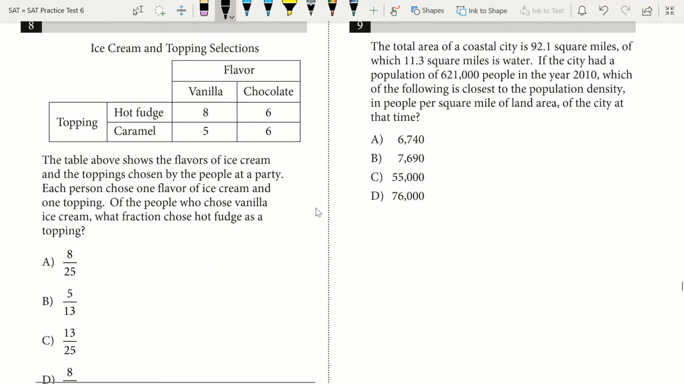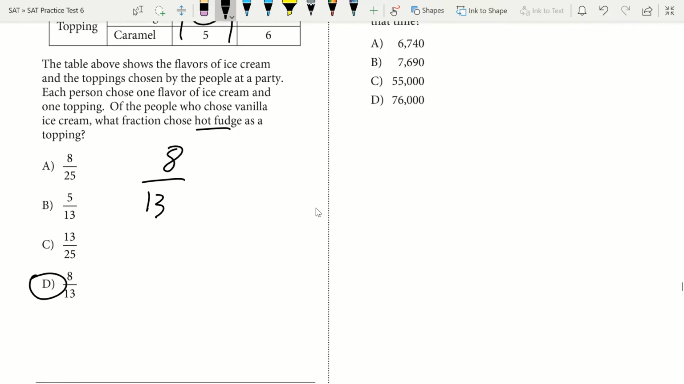Question 8. The table above shows the flavors of ice cream and toppings chosen by people at a party. Each person chose one flavor of ice cream and one topping. Of the people who chose vanilla, so this column here, what fraction shows hot fudge as a topping? Hot fudge right here, it's going to be 8 over 8 plus 5. 8 over 8 plus 5, that's the same as 8 over 13. So my answer is going to be 8 over 13, which is D.